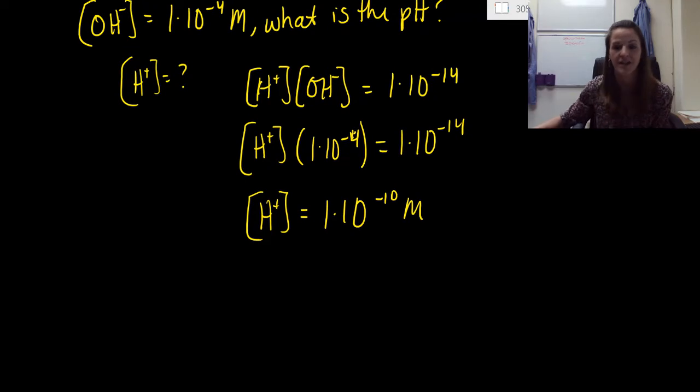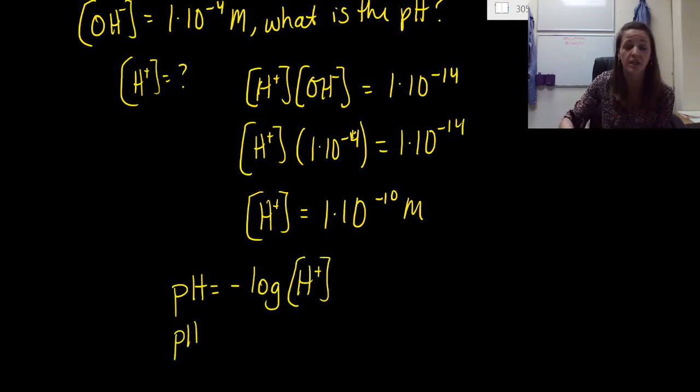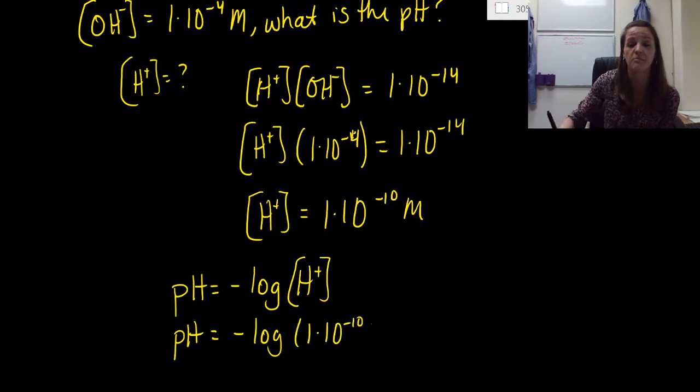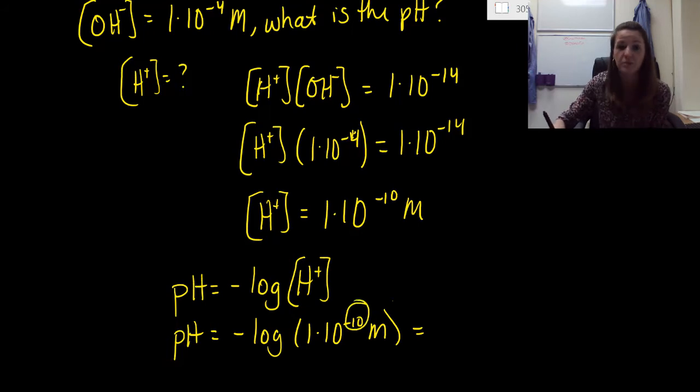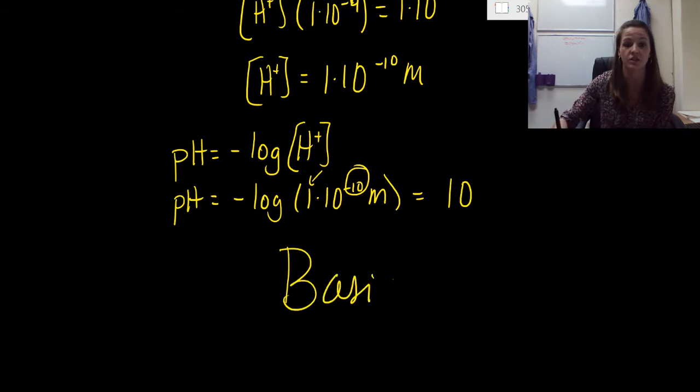Now we have our H plus concentration. Now we can use our equation where pH is equal to negative log of our H plus concentration. All we have to do now is just plug it in. pH is equal to negative log of 1 times 10 to the negative 10 molar, which, as we said before, if there's just one little exponent right there, as long as that's 1, you can just grab that. So if you plug it into your calculator, you will see for sure that the pH of this solution is 10, which means we are definitely talking about a basic solution, all right?